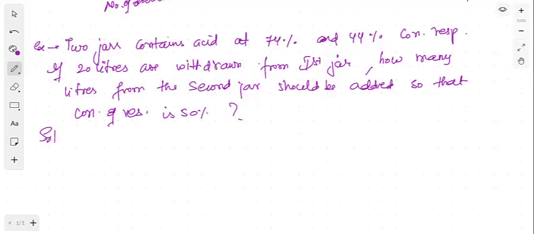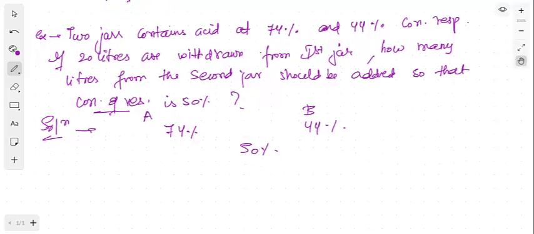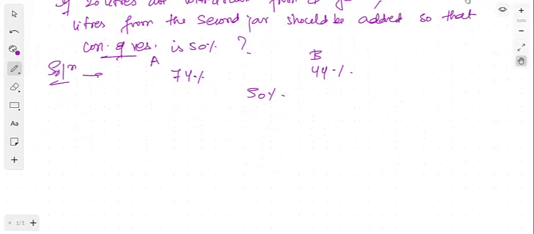Okay, first make the diagram, the graph which we have prepared. The initial concentrations given are 74% and 44%. Let us say this is A, this is B, and the resultant is also given as 50%. We have discussed that when the resultant is given and you have to find the ratio, you use the alligation method. So the alligation method will be applied here.